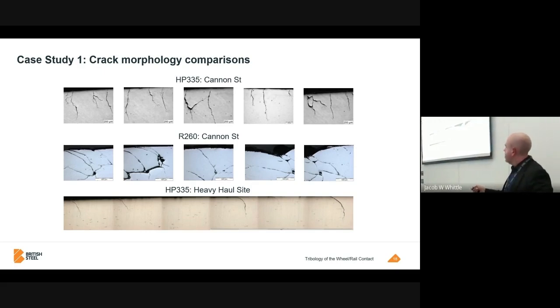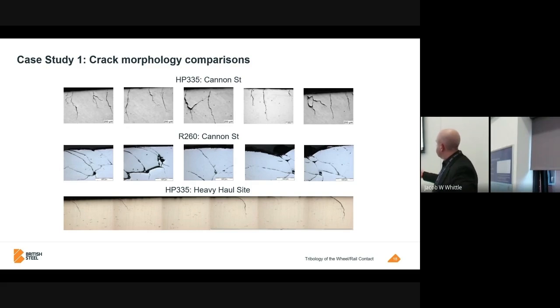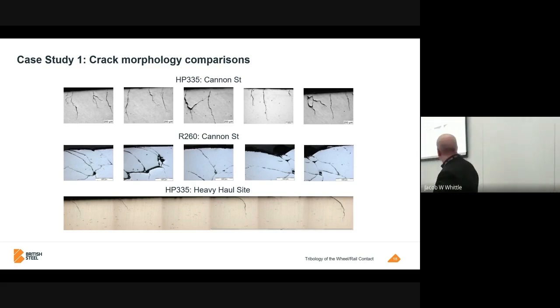So I thought, well, let's compare to R260. How is R260 behaving in the same location? And you can see the cracks are not too dissimilar. They're a bit more shallow, but then they tend to join up and you've got chunks of material falling out of the surface. And you can see here how the ultrasonic signals are getting blocked by these cracks, which is why you've got to throw the rail away before its useful life is up.